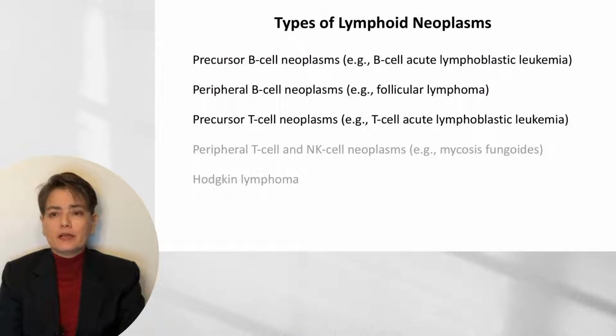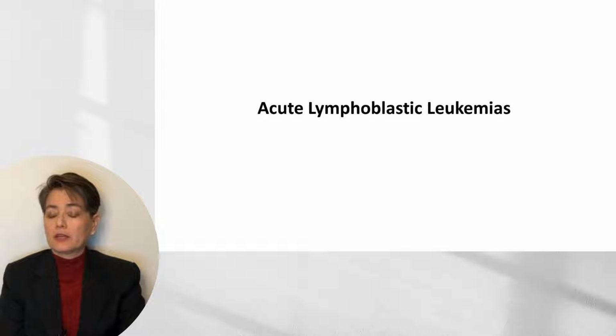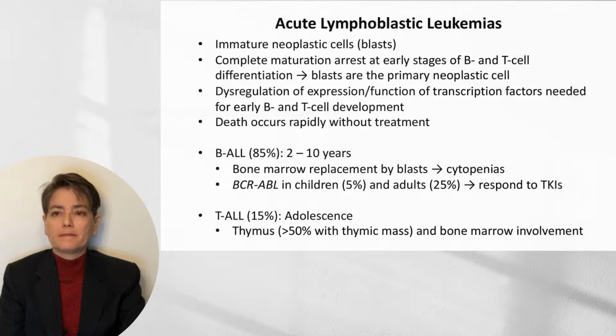Now, when we're talking about our lymphoid neoplasms, we have our precursor B cell and a precursor T cell. These are our acute lymphoblastic leukemias. And then we have a peripheral B cell neoplasm. So I'm going to take these two first. So let's begin with our acute lymphoblastic leukemias.